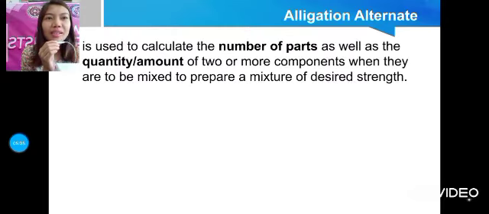The next technique is allegation alternate, which is used to calculate the number of parts as well as the quantity or amount of two or more components when they are to be mixed to prepare a mixture of a desired strength. So if we use allegation medial to compute the strength and the amount of our mixture, we use allegation alternate to compute the amount and the strength of the components of the mixture.